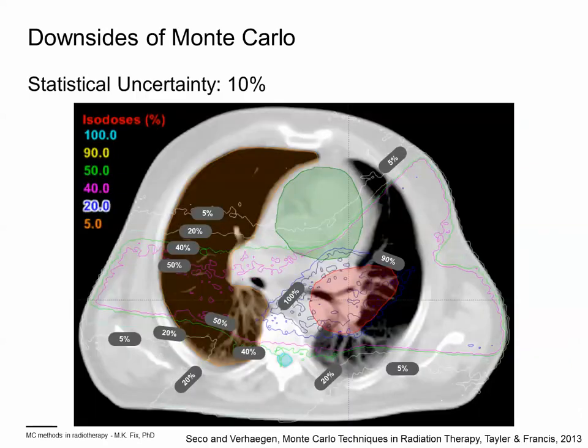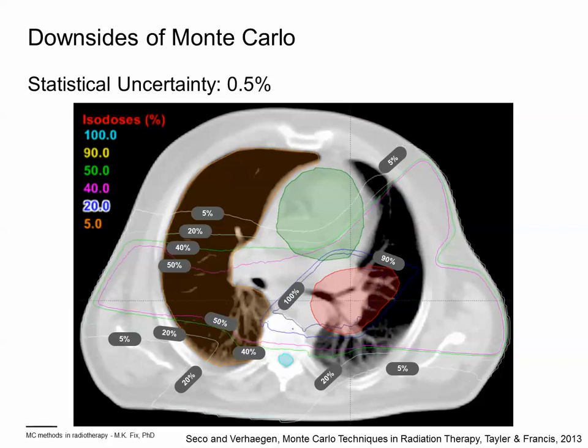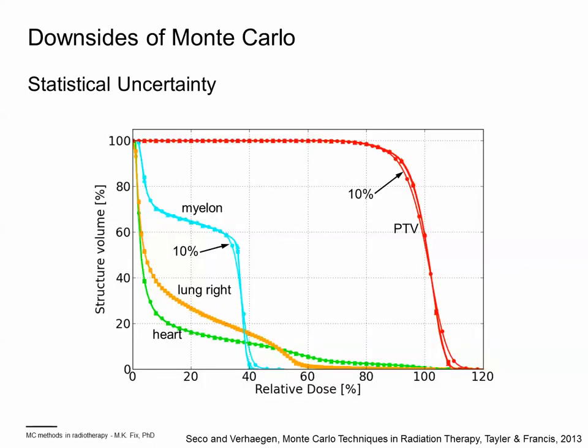Another aspect is the statistical uncertainty, which is present in the dose distribution. Its effect on isodose contours is presented here for 10% statistical uncertainty, for 2% and for 0.5%. A low uncertainty is necessary for a smooth presentation, and thus a long calculation time is needed. Since dose volume histograms integrate dose values, the effect of the statistical uncertainty is less prominent, as shown in this example.